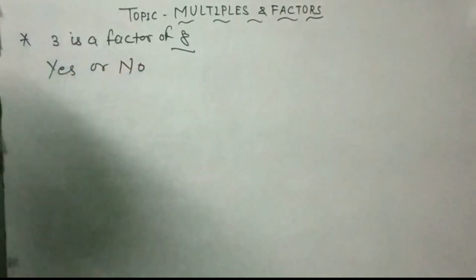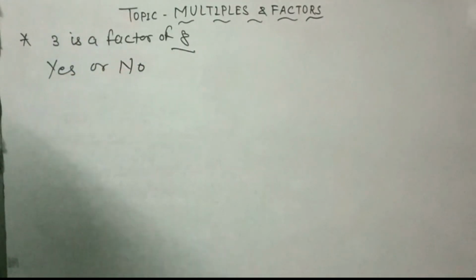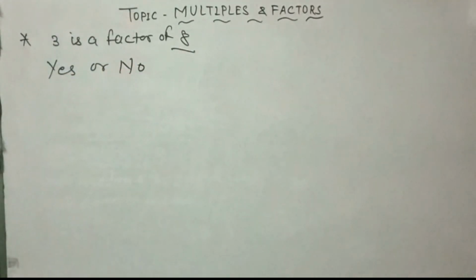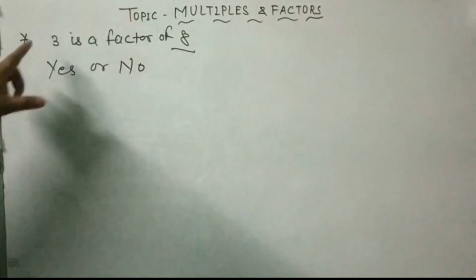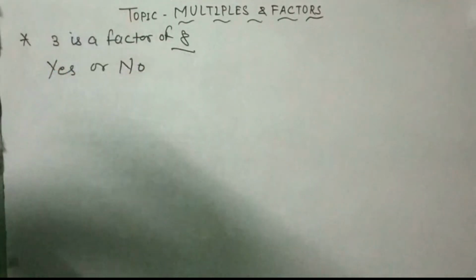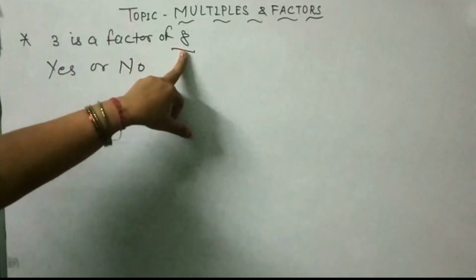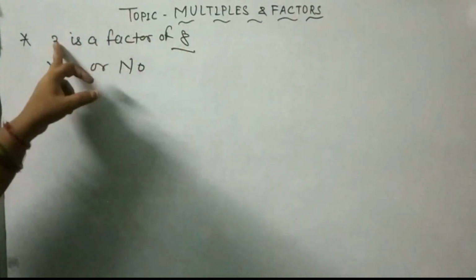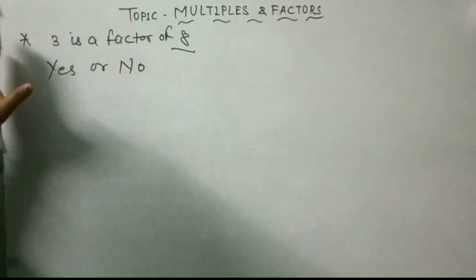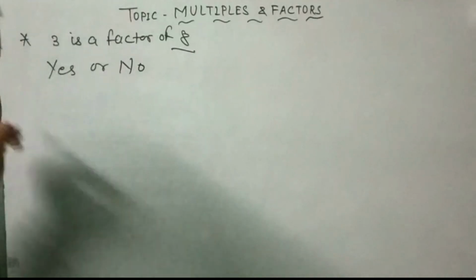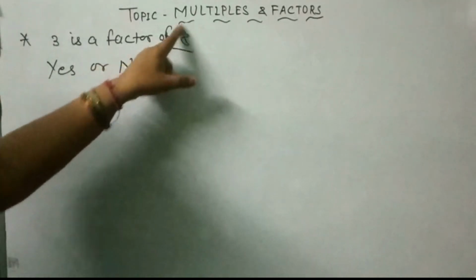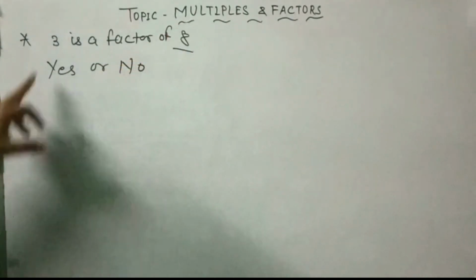So what is the process for finding the factors? The number must be divided by the given number and the remainder should be 0. Here, 3 is a factor of 8. Use common sense: read the table of 3 and see whether 8 is divisible by 3 or not. 3 1 is 3, 3 2 is 6, 3 3 is 9. So 8 is not divisible by 3.